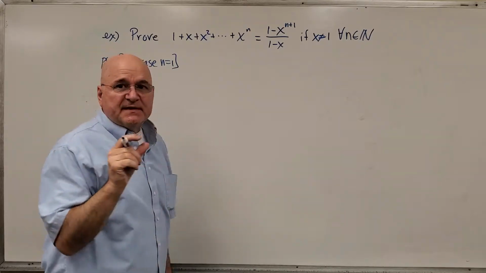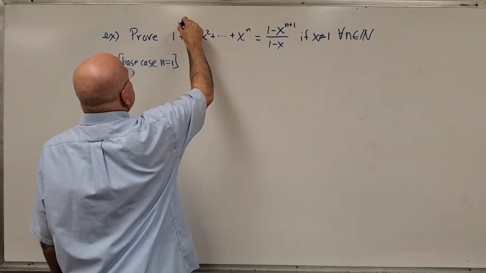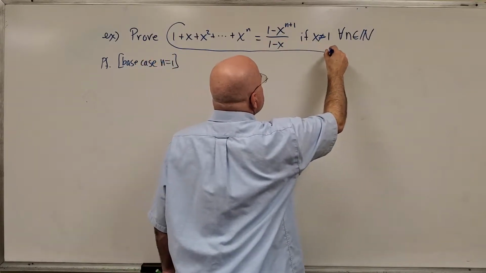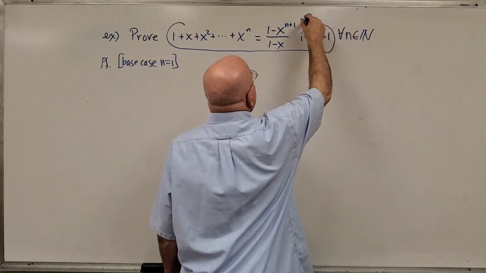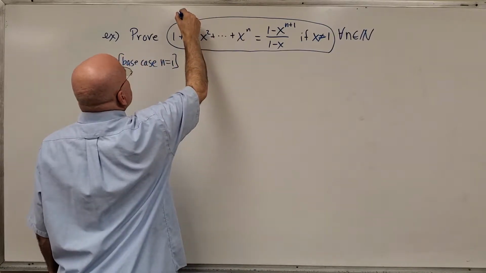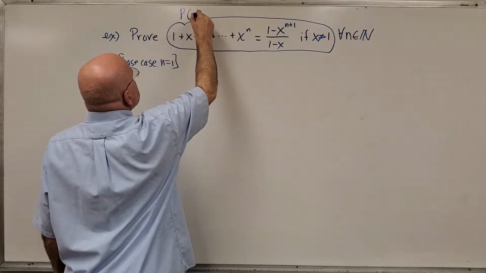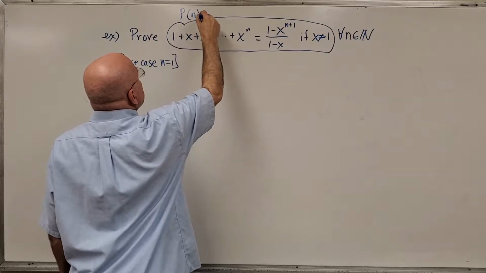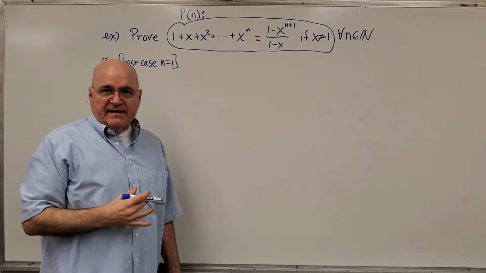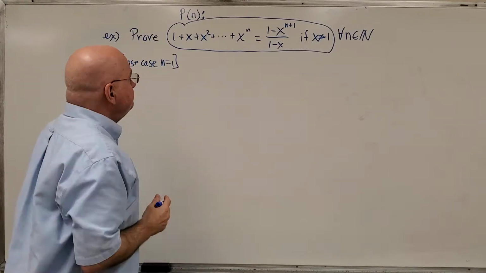And I think to save myself a little bit of writing, I'm going to circle this and call that proposition sub n. And then it'll save me from rewriting it again a little bit later.